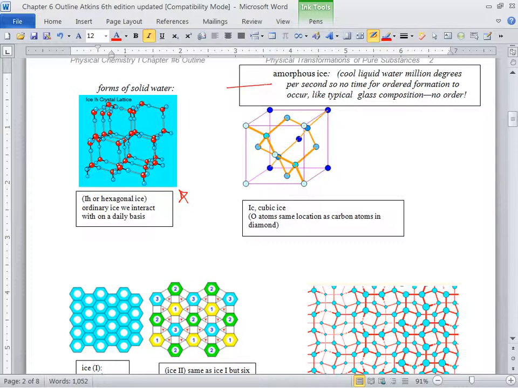You can make amorphous ice. It's like glass. It's just a random order. And you have to cool it down 1,000,000 degrees per second for this to happen. But you can make amorphous ice. There's cubic ice. It's like diamond. All the oxygen atoms are in the same location as diamond.